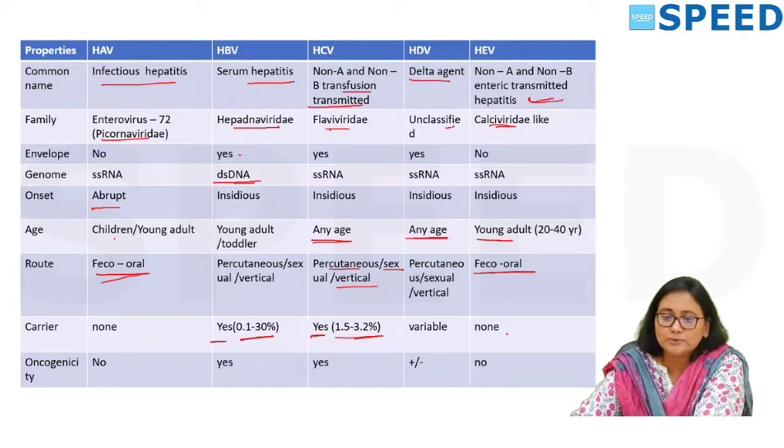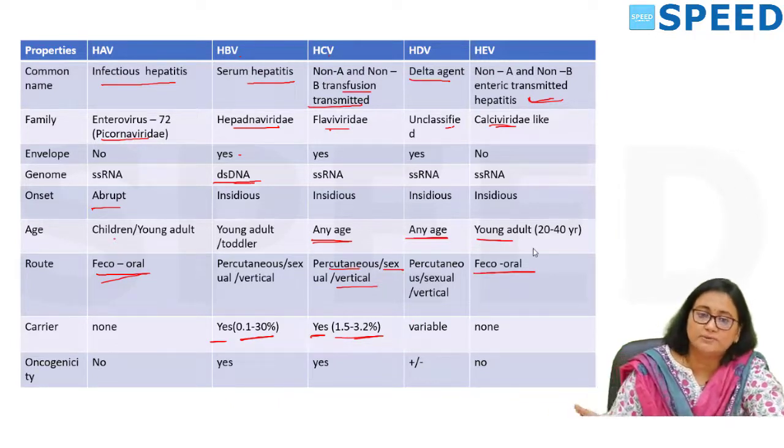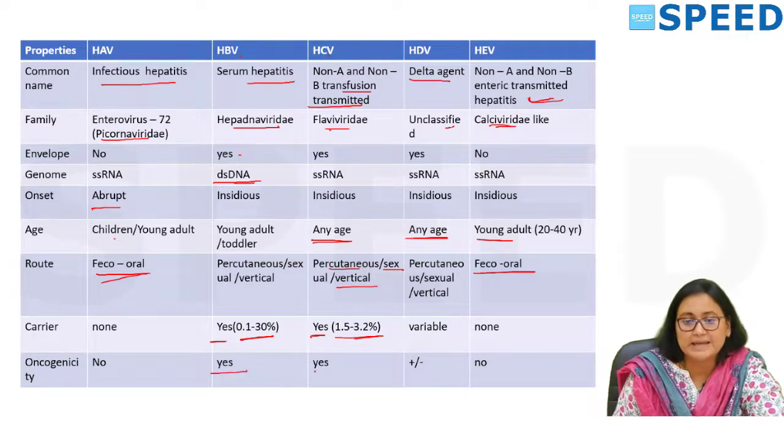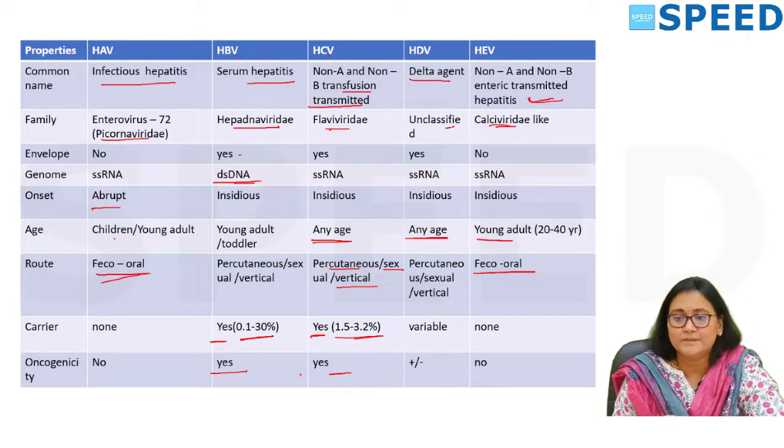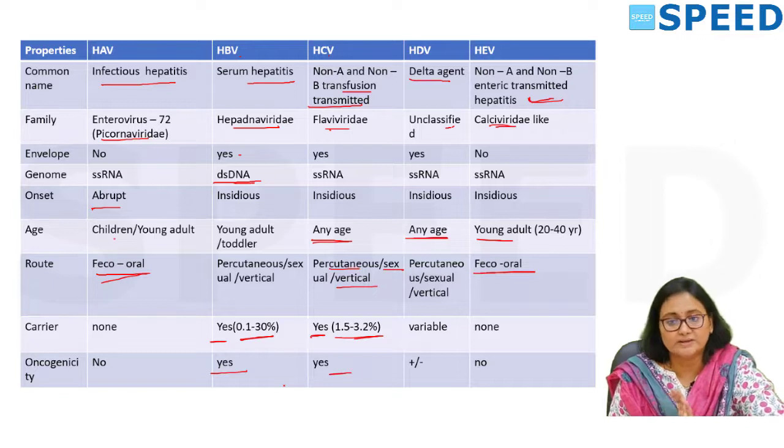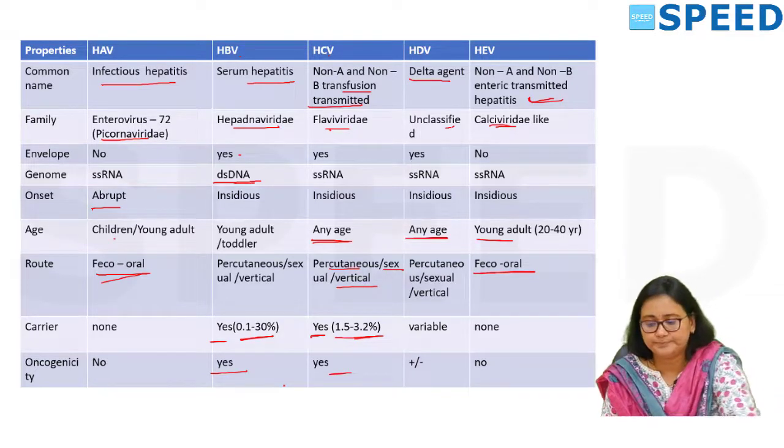Oncogenicity is a feature of your hepatitis B and C virus. So, the oncogenic hepatitis viruses are B and C.